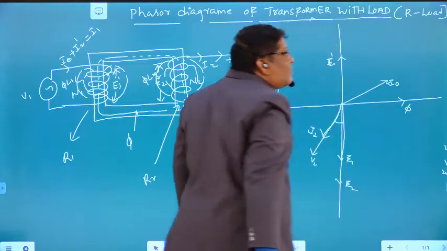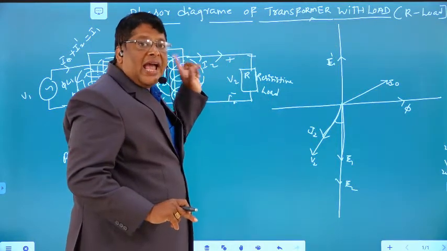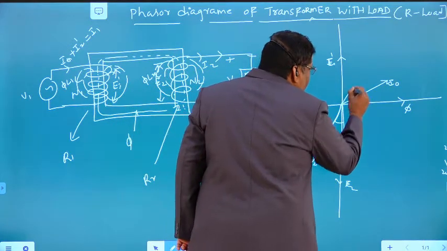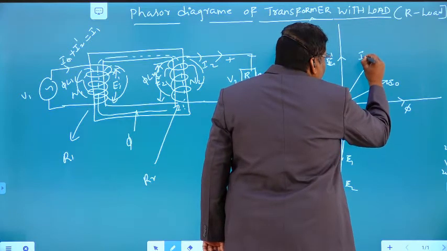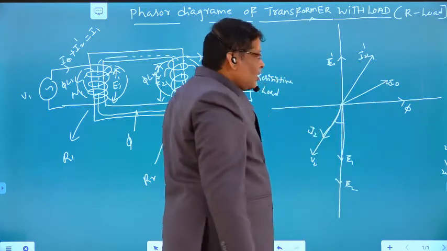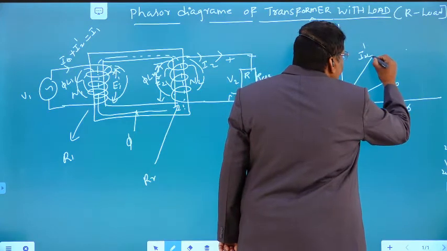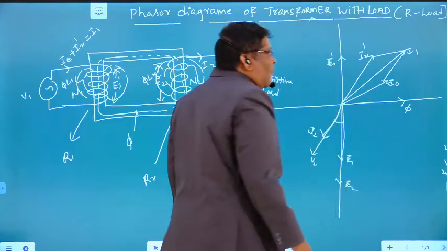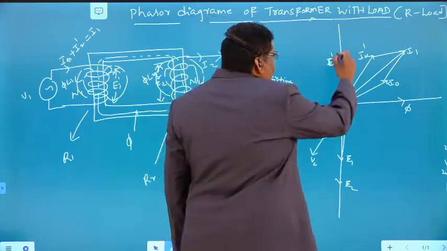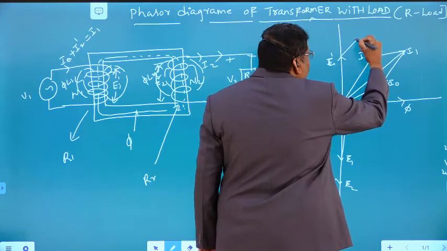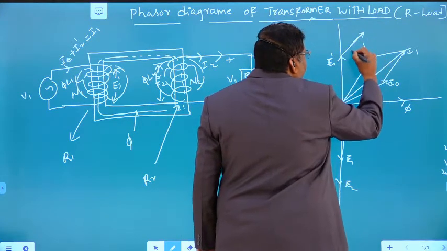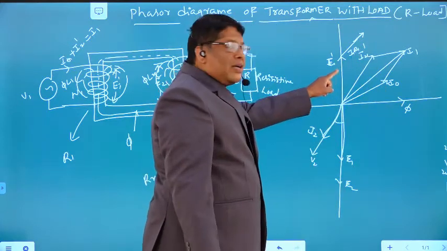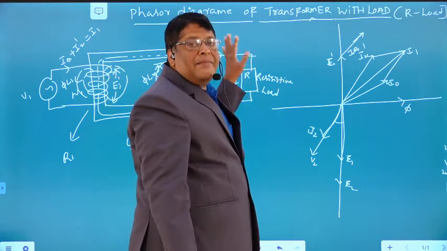The previous one is the phasor diagram of the transformer with a lagging load. Now, opposite to I2, you draw the I2 dash. This is I2 dash. Now take the phasor sum of these two. This is I1. Now after drawing I1, for the E1 dash, you add I1 R1. I1 R1 is nothing but the voltage drop in the primary winding due to the primary winding resistance.